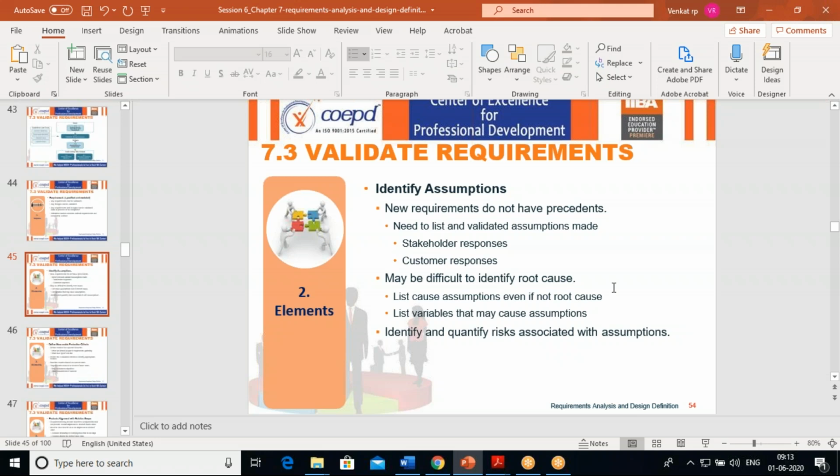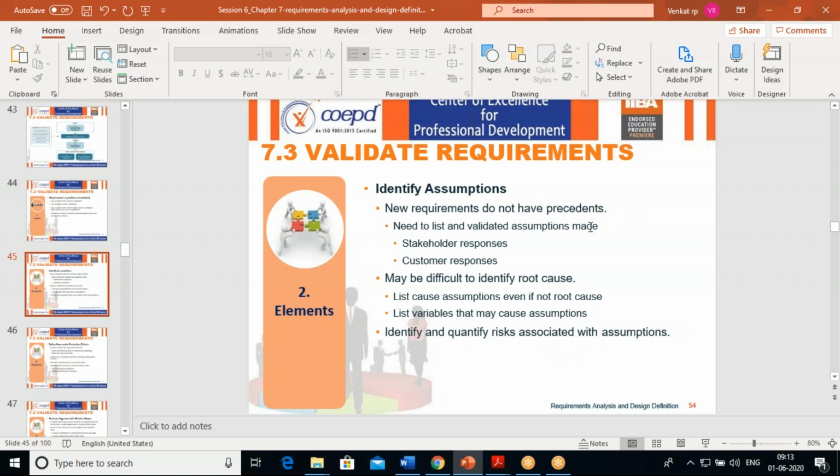For validating the requirements, first of all, you have to identify the assumptions. Now understand that new requirements do not have precedence. That means no previous experiences will be there. For the first time it is being proposed, nobody knows anything about it. In such a case, you should be very cautious about understanding such requirements.